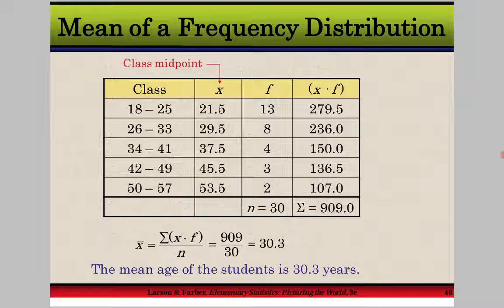So what is n? N equals sigma f, that is the sum of all the frequencies, that is 30, and sigma xf equals 909.0. So what is the mean of a frequency distribution? X bar equals sigma x into f by n. So 909 by 30 equals 30.3. So the mean age of the students is 30.3 years.